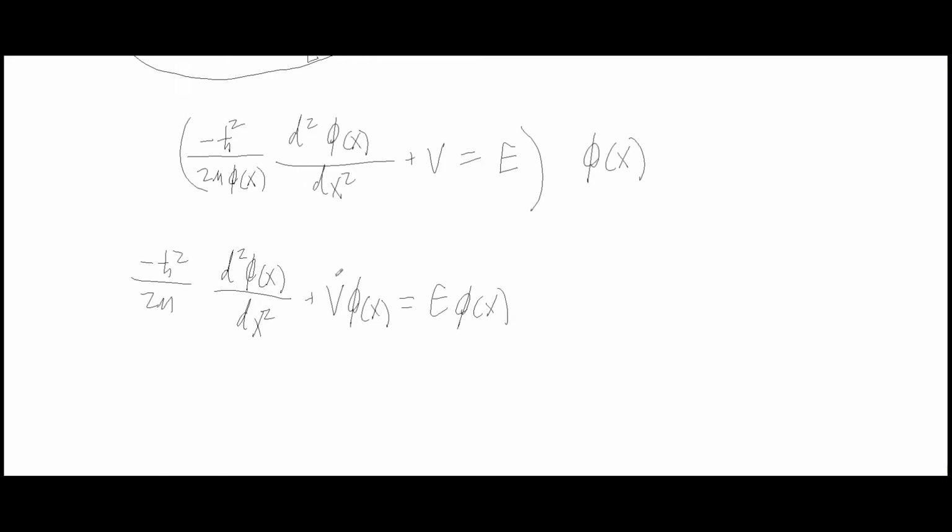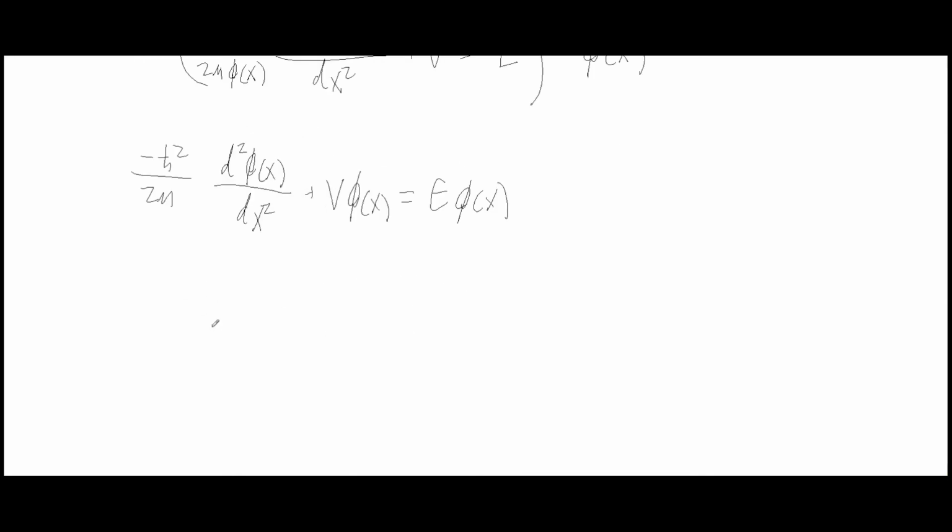And so this tells us we have this second differential plus our potential multiplied by, or acting on, I guess you could say, this wave function that's only a function of space, equals E acting on this wave function that's only a function of space. And so we see here we no longer have any time involved, and so we could even separate this out further.